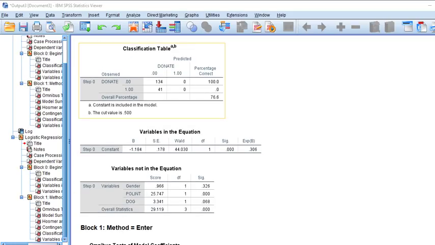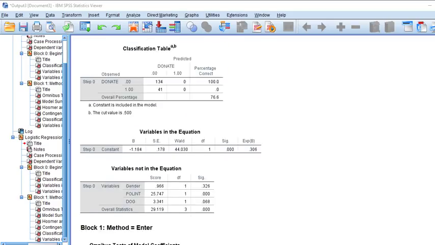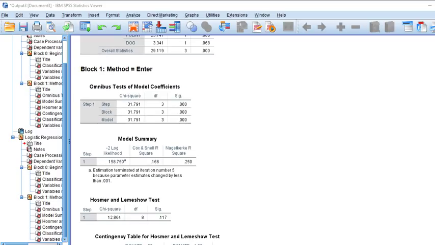I don't know why it's actually included. Essentially, this is reflecting a model that includes no predictors in it. So it's not terribly useful. What we want to pay attention to is block 1, where we've entered our predictor variables. So essentially, this model up here is a null model with no predictors, and then this model is a full model that includes our predictors.